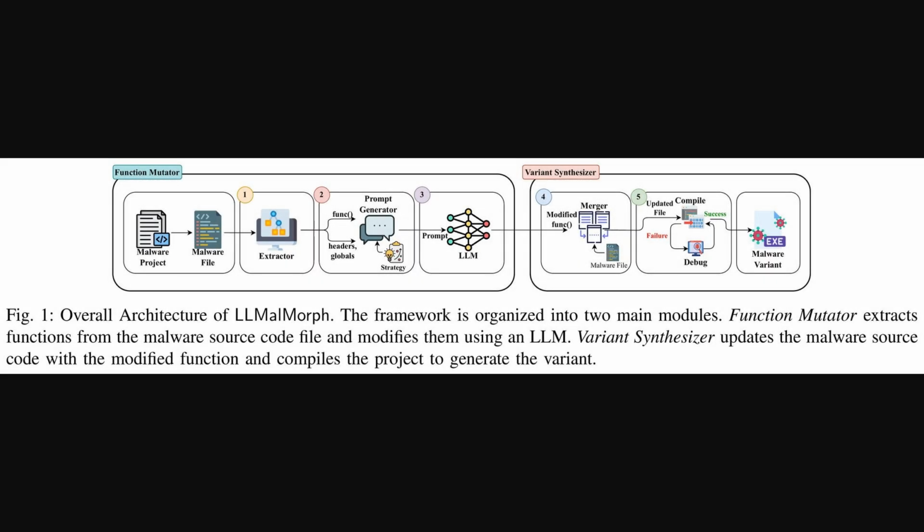So, this next figure breaks down how the LLMalMorph framework actually works. It's a two-part system. First, you have the function Mutator, which, as the name suggests, mutates or changes the code. It automatically extracts functions from the malware source file and feeds them to an LLM for rewriting. Then, the second part, the variant synthesizer, takes that modified function, merges it back into the project, and tries to compile it. And you can see that critical loop. If compilation fails, it requires a human to debug it before a final variant is produced.